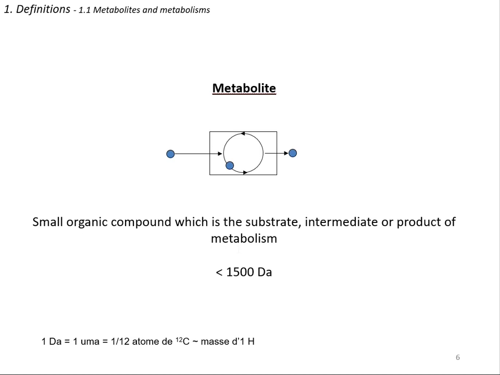Metabolites are the small organic compounds which are indeed the substrate, intermediate, or products of metabolism. So they are represented here in blue. We call them small molecules because usually their mass is below 1,500 Dalton.